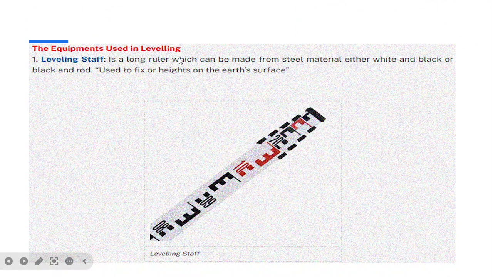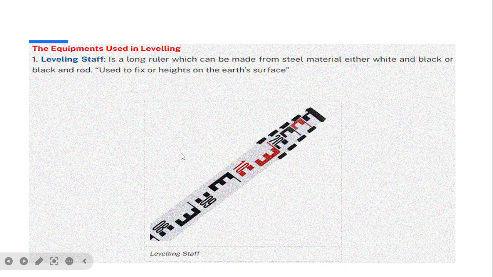The equipment used in leveling. We'll see some of the equipment used in leveling. The first one is the leveling staff. A leveling staff is a long ruler which can be made from steel, either white and black or black and red, that is used to fix or measure the heights of various points on the surface. And this is how the leveling staff looks.